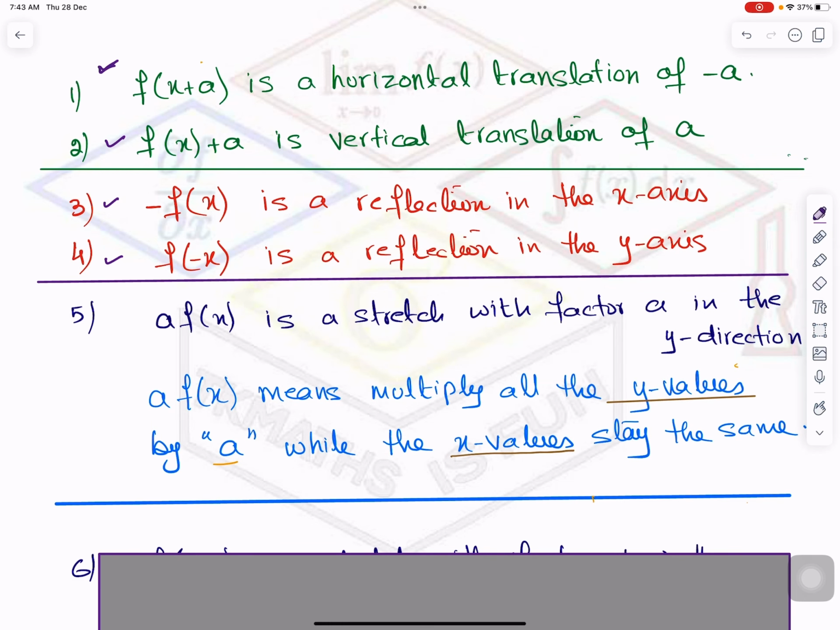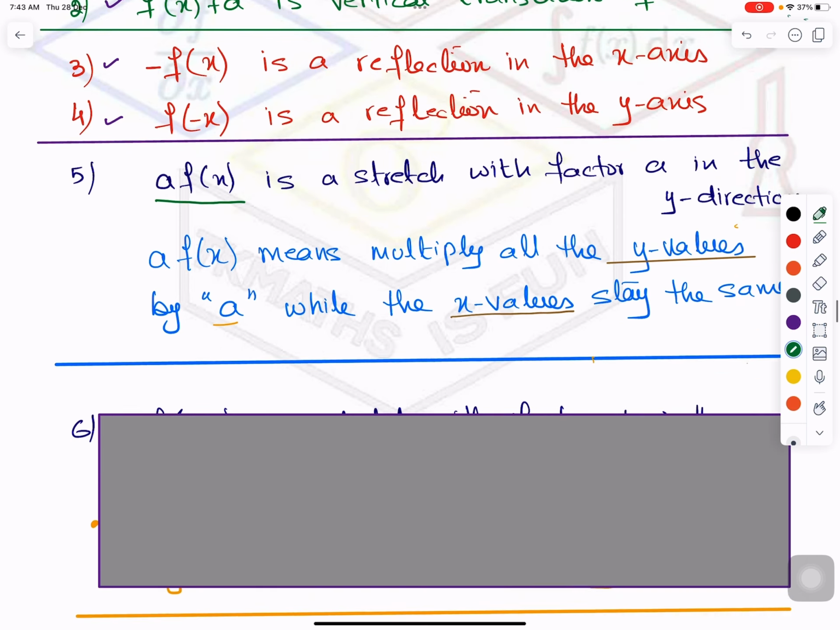Then comes a stretch. In a stretch, if it is written a f of x, then it means it is a stretch along the y direction, and you have to multiply all the y values by a, and you have to keep the x values of the coordinates the same. This is one way to remember it.